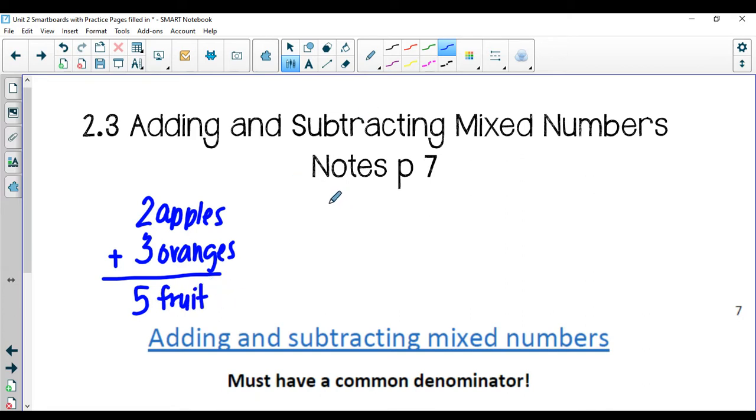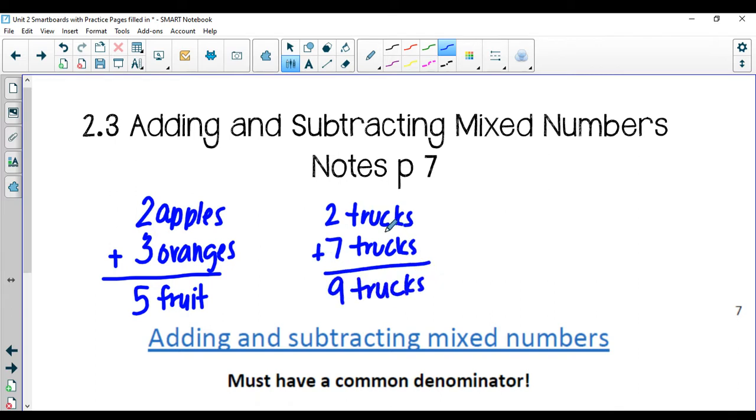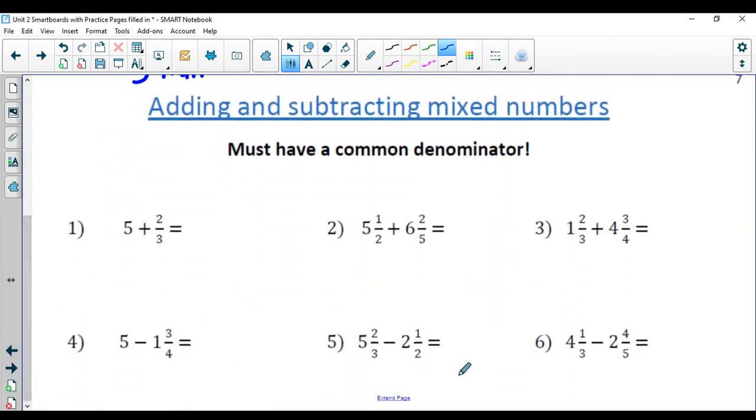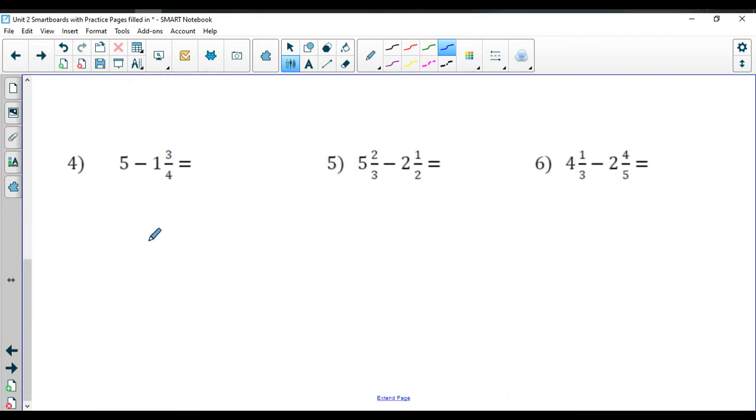Which is different than if we had 2 trucks and 7 trucks. If we had 2 trucks and 7 trucks, we would just know that we had 9 trucks because they already had that common denominator there. So we're going to see that again today with our mixed numbers. We're going to go ahead and get started with question number 1.